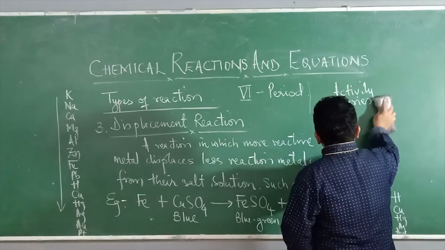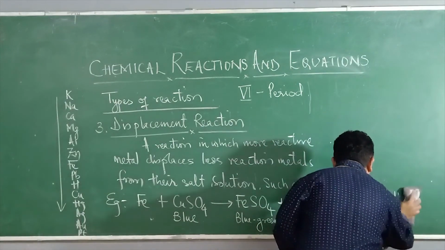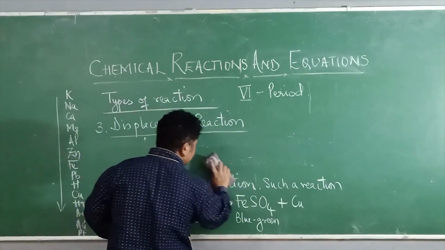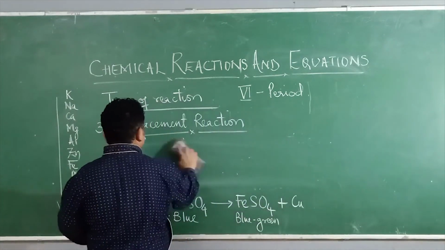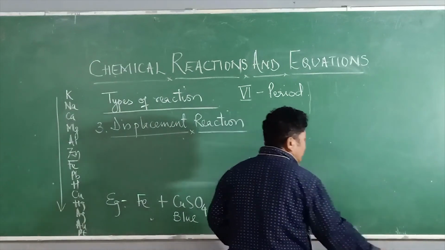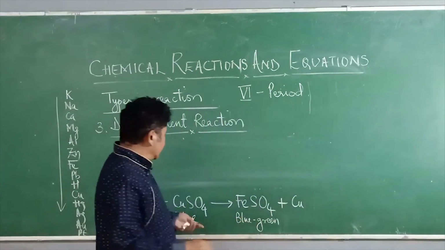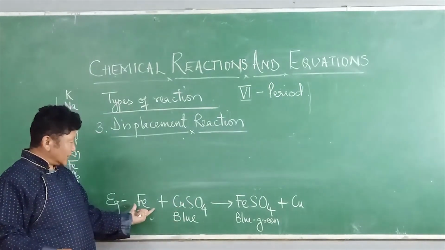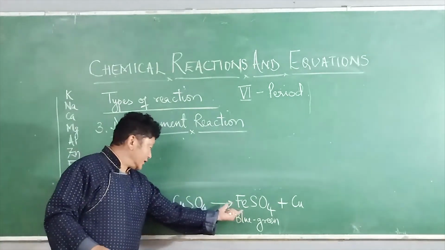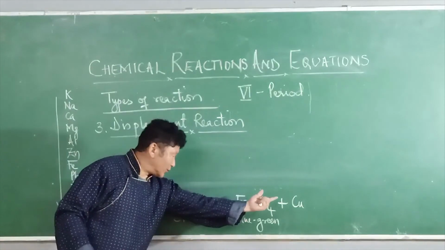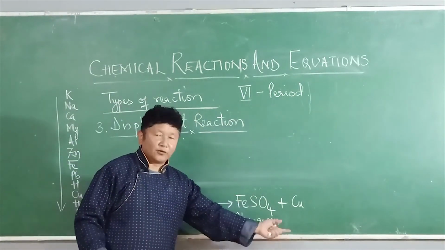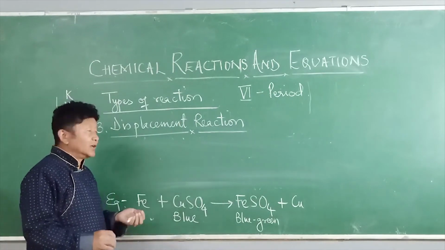Okay, if I take another example, here you don't have to balance the equation as it is already balanced. One iron, one iron. Copper 1, copper 1. Sulfur 1, sulfur 1. Oxygen 4, oxygen 4. Completely balanced.